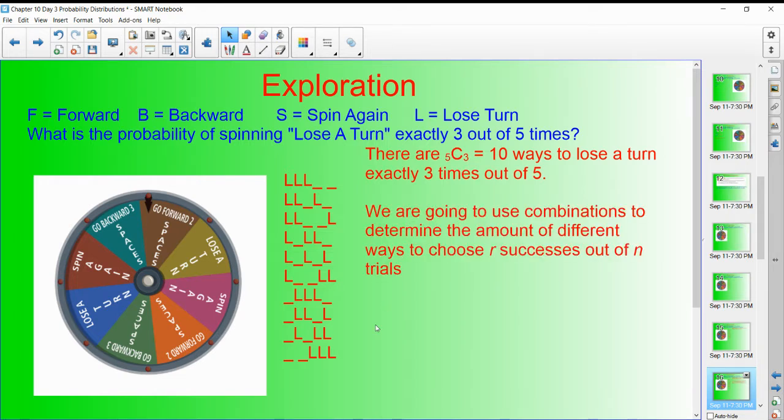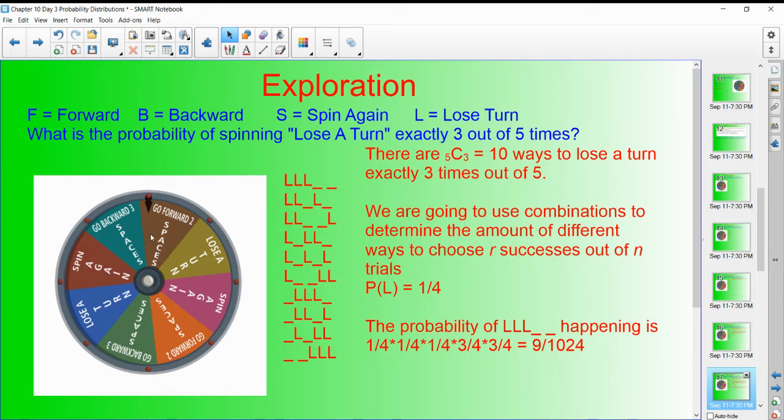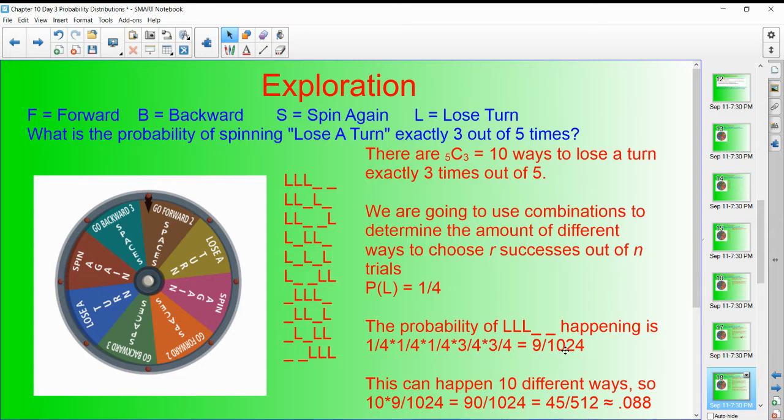I then can figure out the probability of a loss. So on any spin, the probability of me losing is 1 out of 4. We calculated that before, it's 2 out of 8. So if I wanted to figure out the probability I lose, and then 2 other things happen where I don't lose and I don't lose, I can do that by independent probability. 1/4 times 1/4 times 1/4 times 3/4 times 3/4. There's a 1/4 chance I lose, and there's a 3/4 chance I don't lose a turn. I can then take and multiply this by the 10 different ways and get an answer.